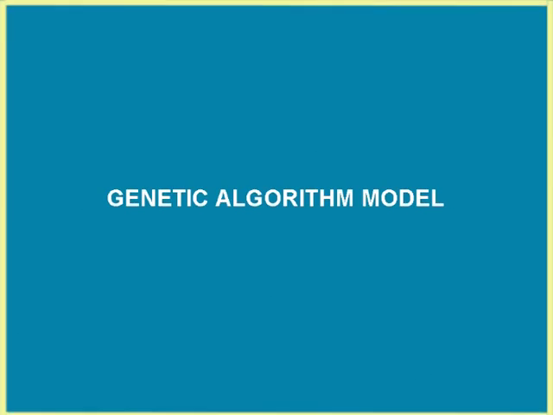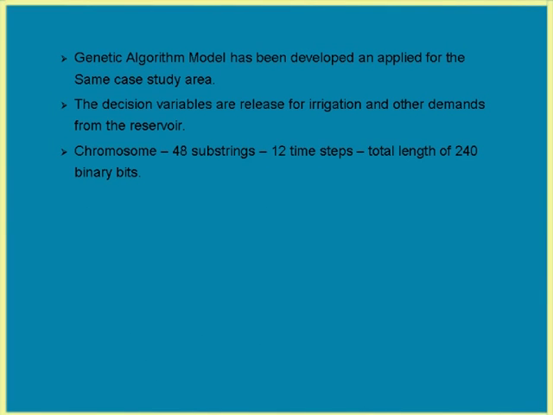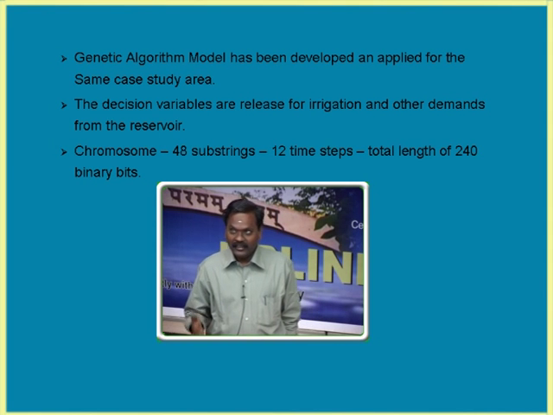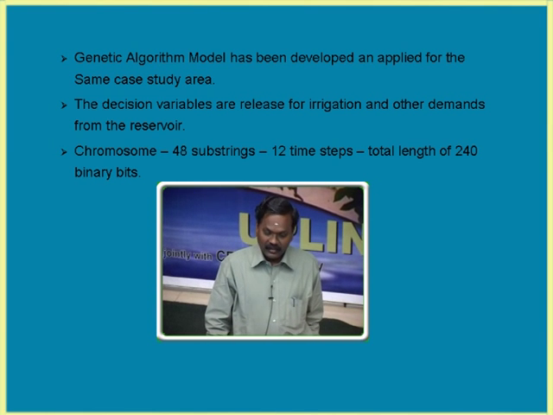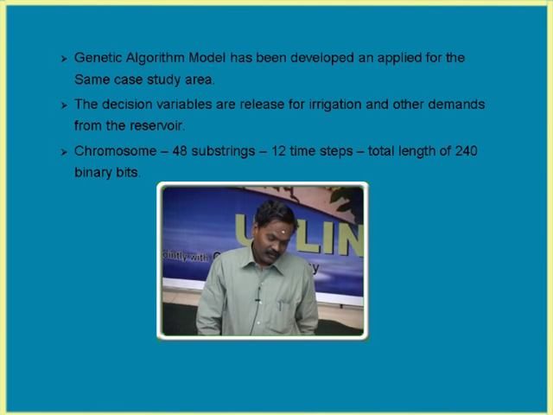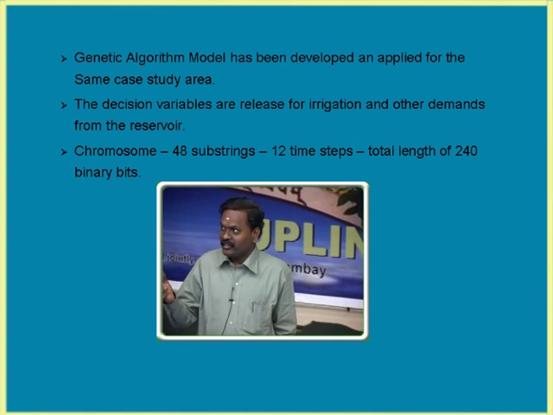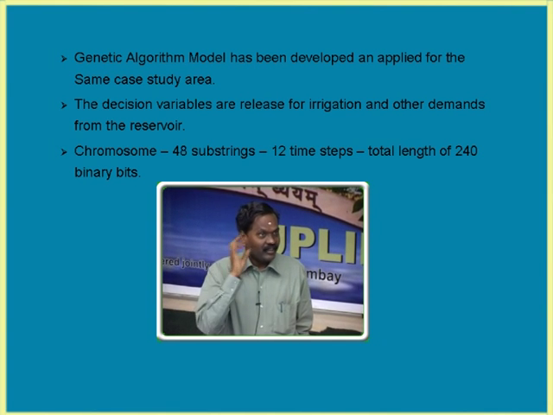The same GA model, we extended it here to the multi-reservoir system. Since there are 4 reservoirs, there will be 4 into 12 releases as the decision variables. So I will have 48 decision variables overall. So when we decode it, the maximum value of a decision variable will be the demand of that time period.